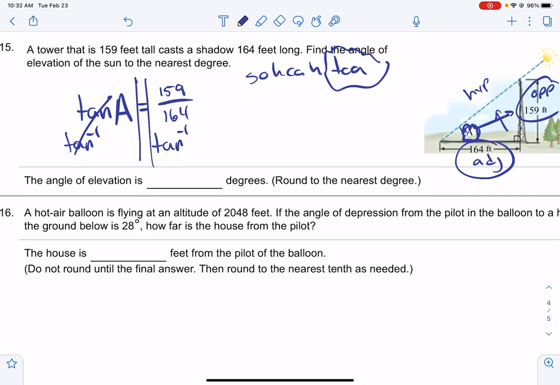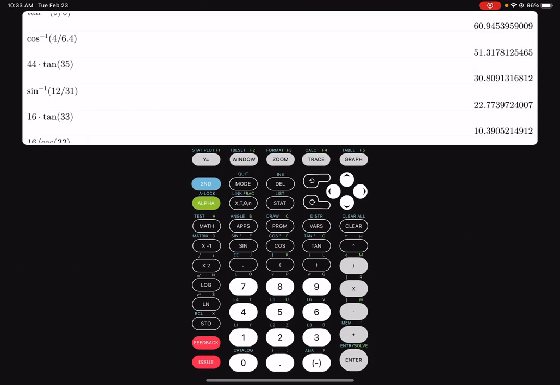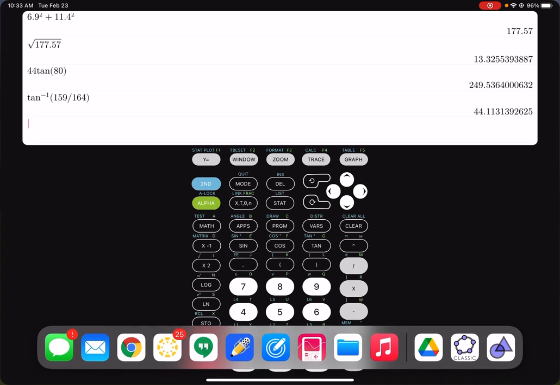So if I tangent inverse the left, it goes away and I'm left with A. And then I tangent inverse the right and I get 159 over 164 in there. And I've got to plug that in my calculator. So I'm going to go to my calculator, and instead of tangent, I'm going to do inverse tangent of 159 divided by 164. I think 44.11.